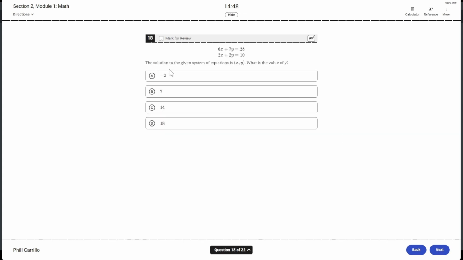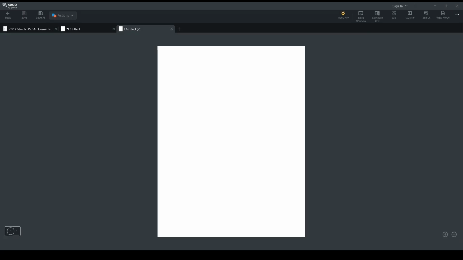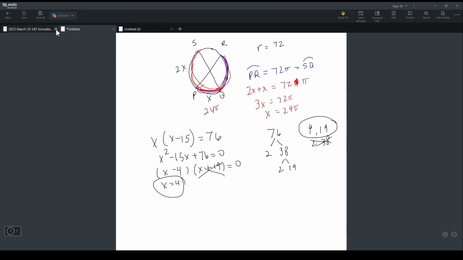All right. A system of equations. What is y? Okay. Do I have to use scrap paper for this? Yes, I may have to. Yeah, I do have to. Okay, let me just open a new tab. Okay.